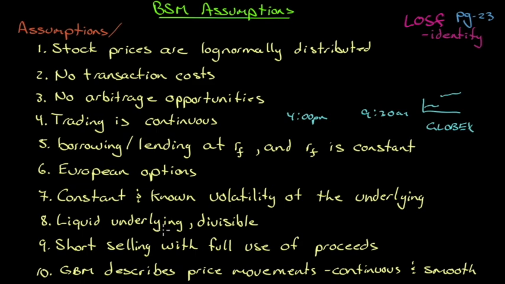A liquid underlying, and a divisible underlying. And this is more just to make a theoretical argument. It doesn't necessarily have to be divisible out there, just to make the argument. Short selling with full use of proceeds. And geometric Brownian motion describes price movements. In other words, continuous and smooth, number one. Number two, each next move is independent of the previous move. And we made a point of mentioning that 2 screens ago.